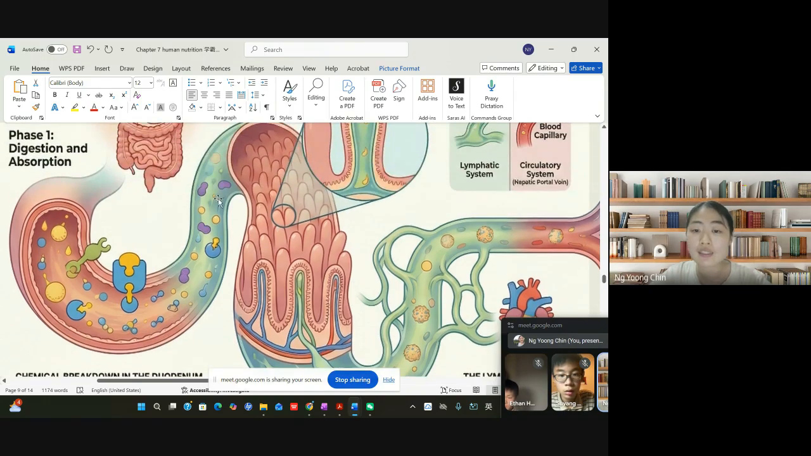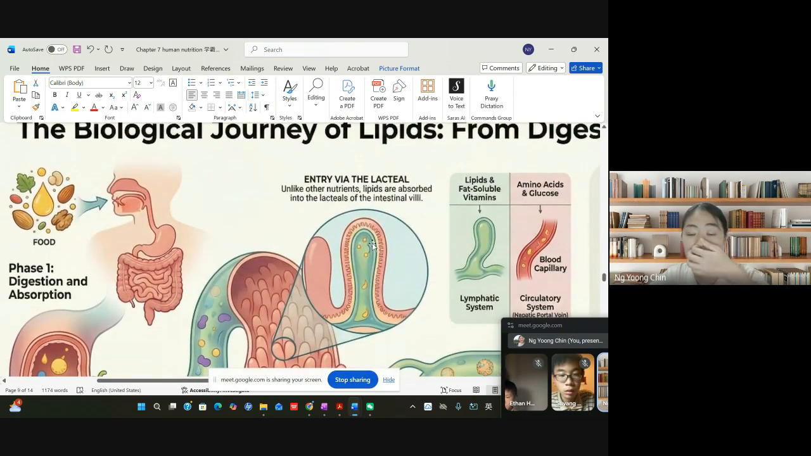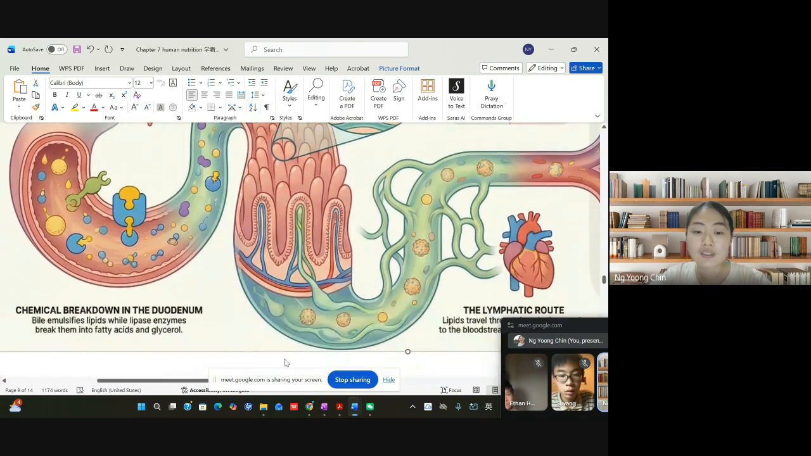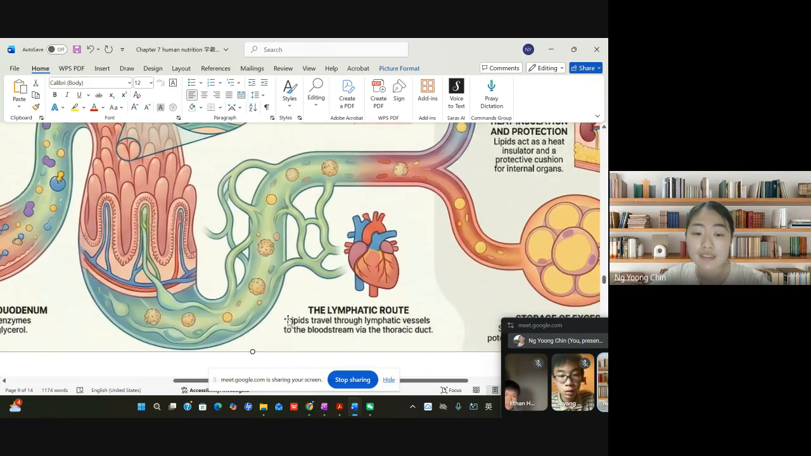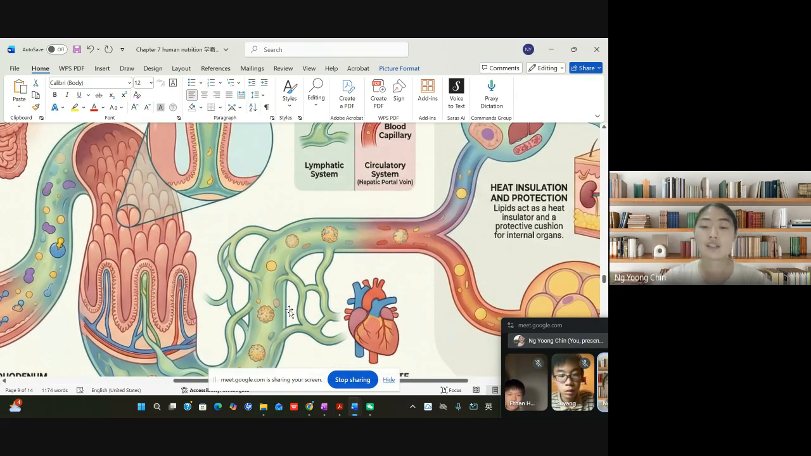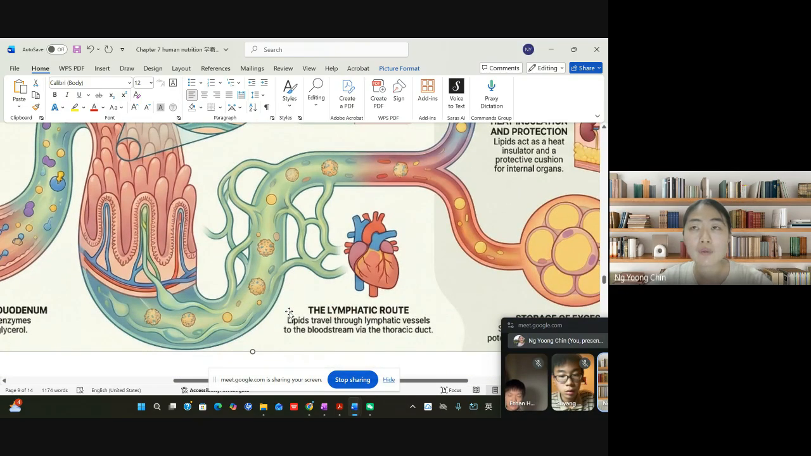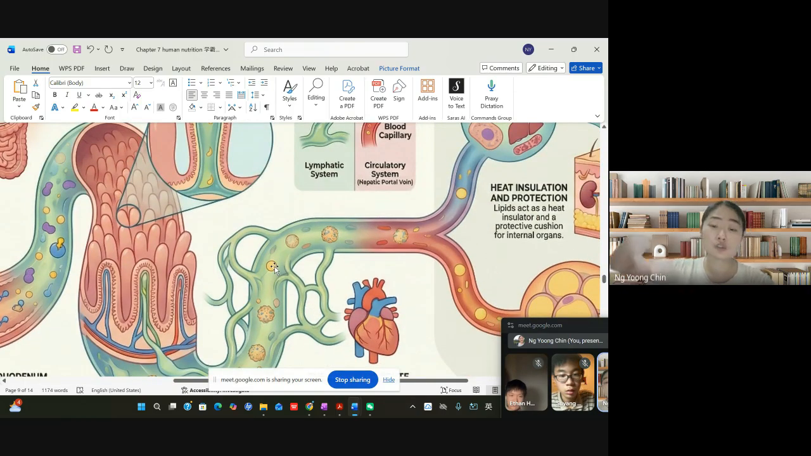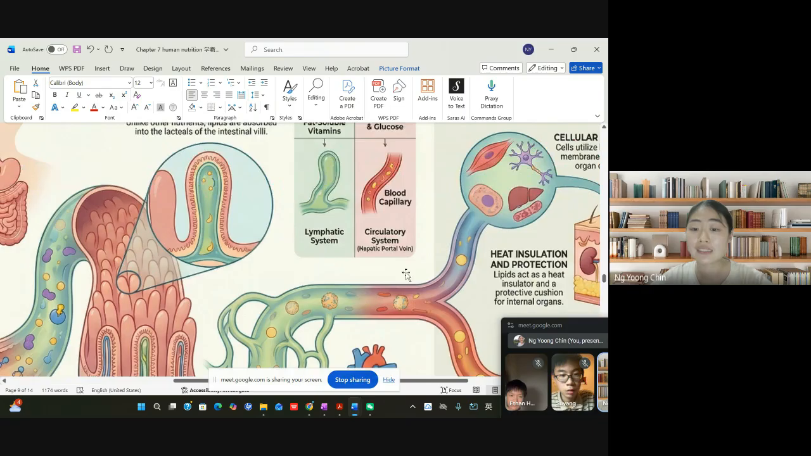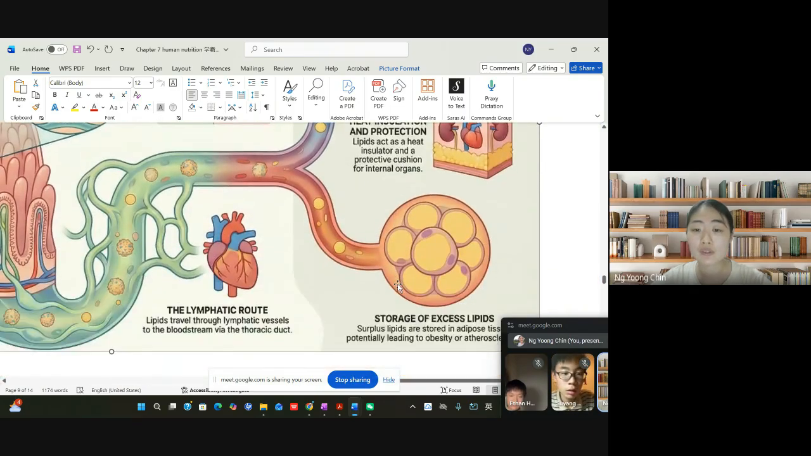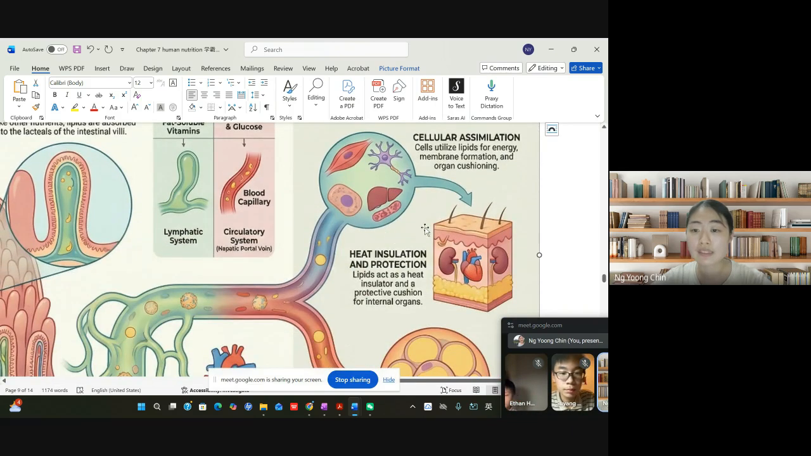Then they'll be absorbed by the lacteal. Here's the lacteal, which is the green part. From the lacteal they enter the lymphatic system. This is a lymphatic vessel. Later the lymphatic vessel will still go back to the circulatory system, back to the heart. And then from the heart they go to the body cell.